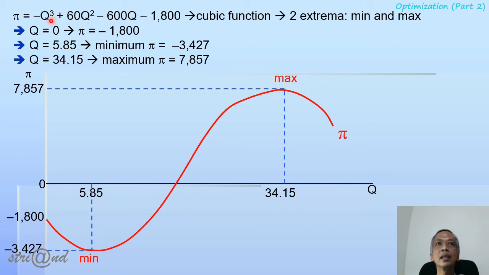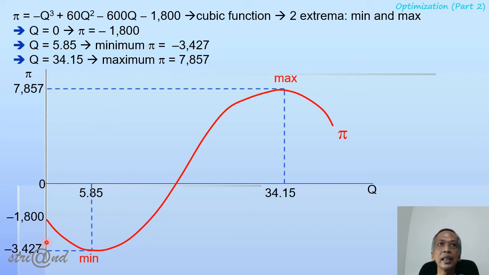From this equation we can also see that when the quantity is 0, the profit is negative 1800. So the vertical intercept of this profit curve is at negative 1800. And then we also found that the quantity that will minimize profit is 5.85, and the minimum profit is negative 3,427, and the maximum profit is 7,857 when the quantity is 34.15. Right? Now let's apply these results in the diagram.